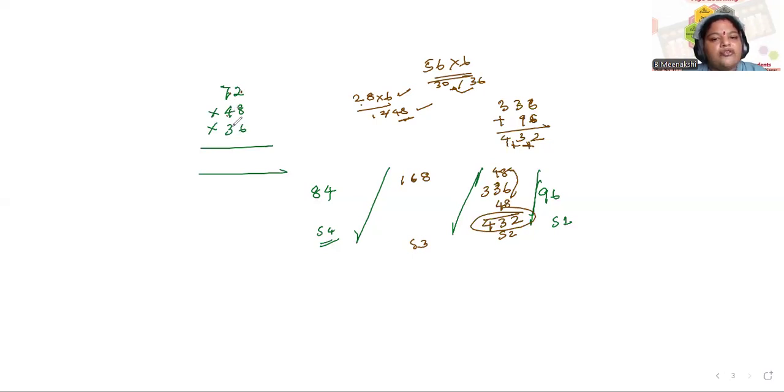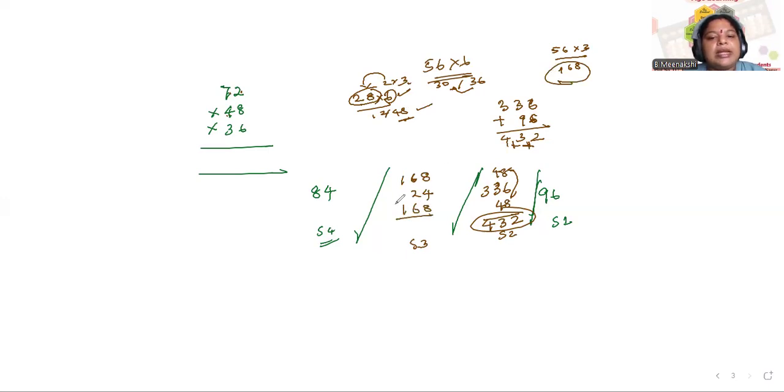Next, 2 4s are 8, 8 3s are 24. Next, 7 8s are 56. Now 56 into 3. Yes, this is again 168, right? Because 28 into 6 is 168. So when you split the 6 as 2 and 3, multiplying 2 with 28 gives 56, so 56 multiplied by 3 is also 168.